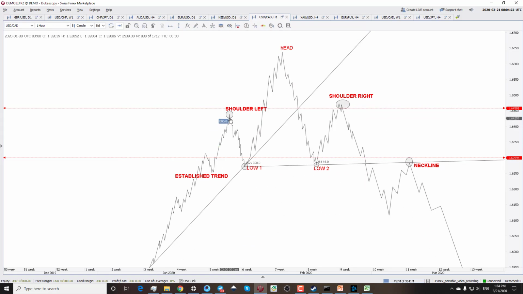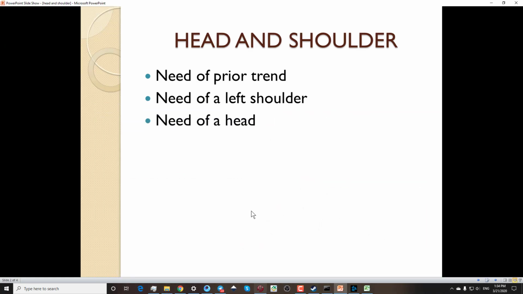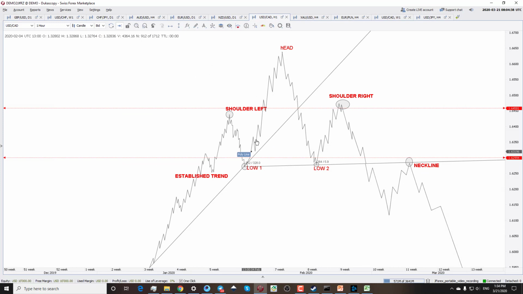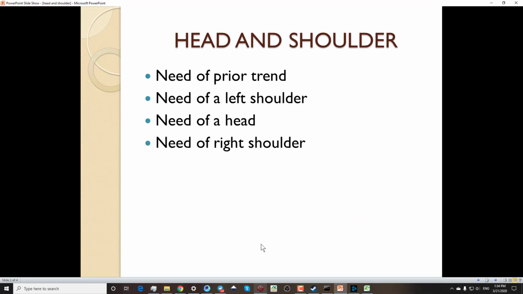Head is formed after there is a rise from the decline from the left shoulder. So this is the head. Of course, this head is higher than the left shoulder as is seen in the human body. Then we need a right shoulder. Now you can see clearly that a decline from the head came to this level, and then again it had a rise, and this peak formed is called the right shoulder.